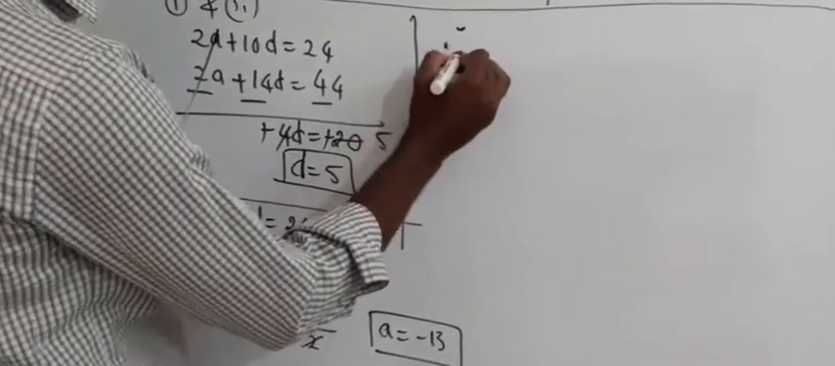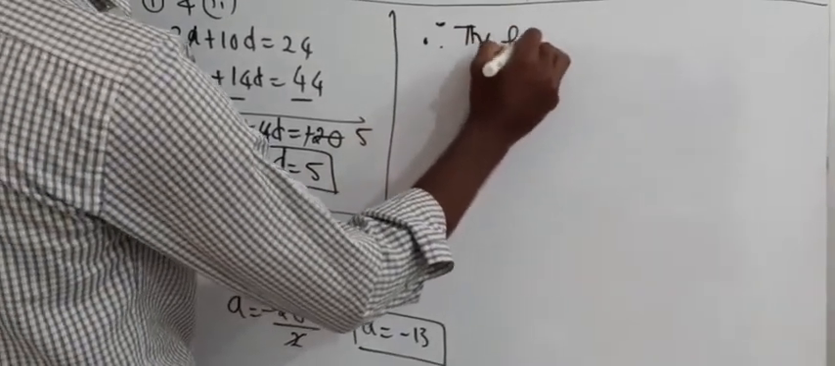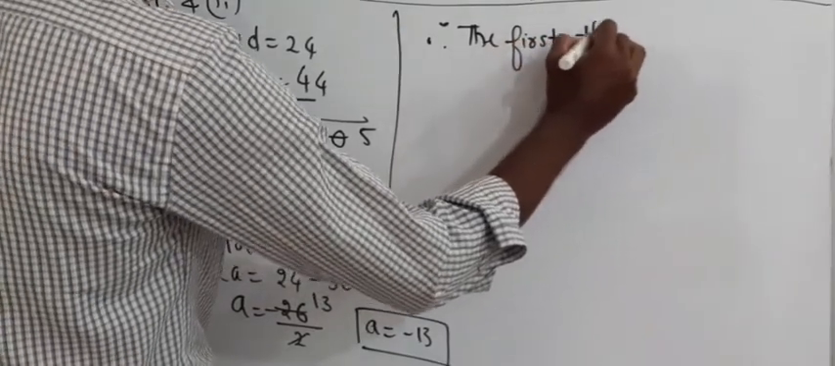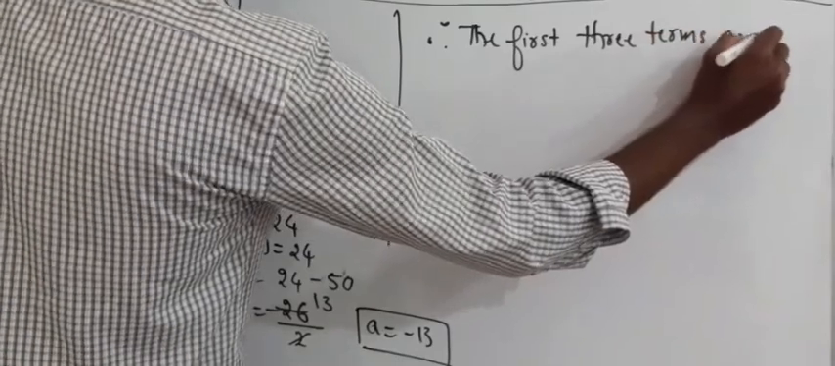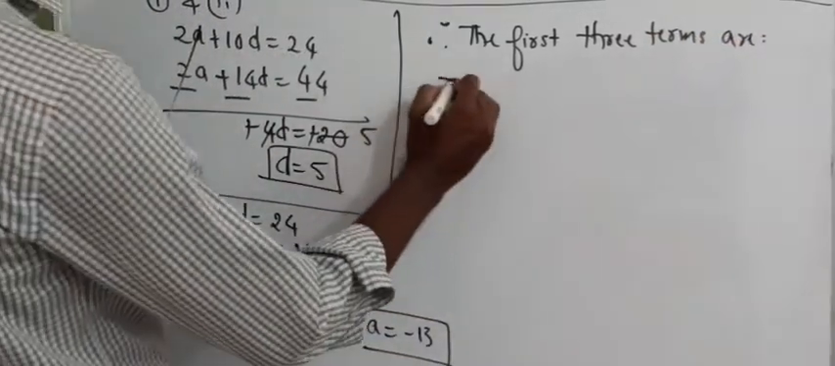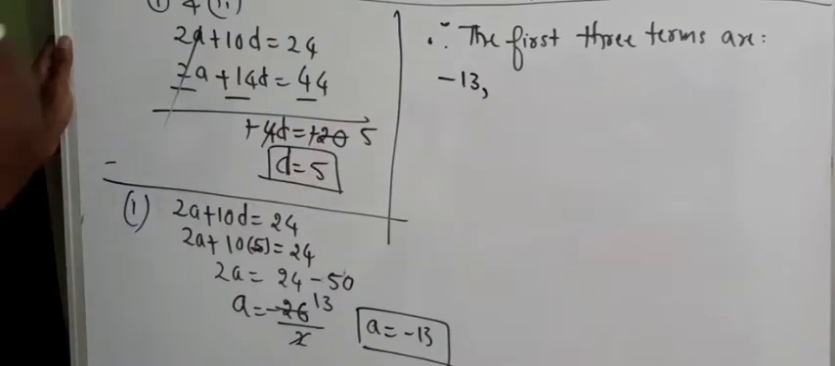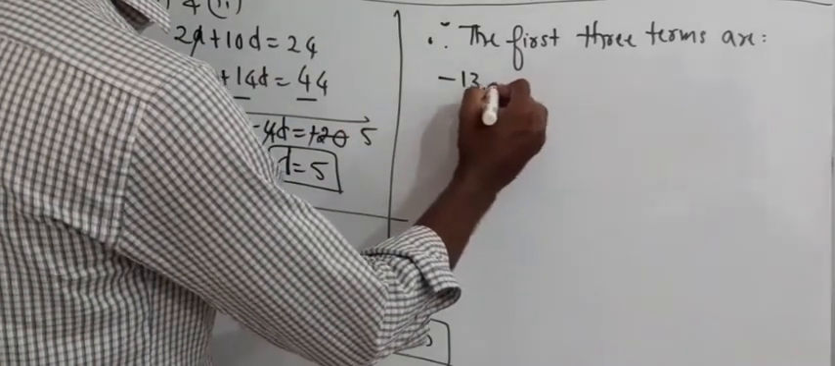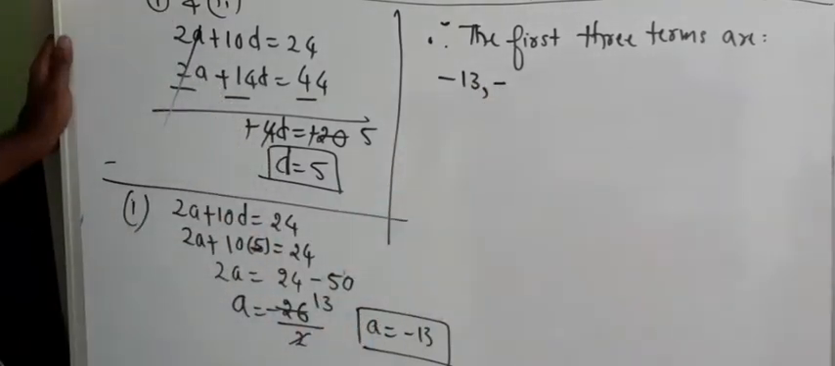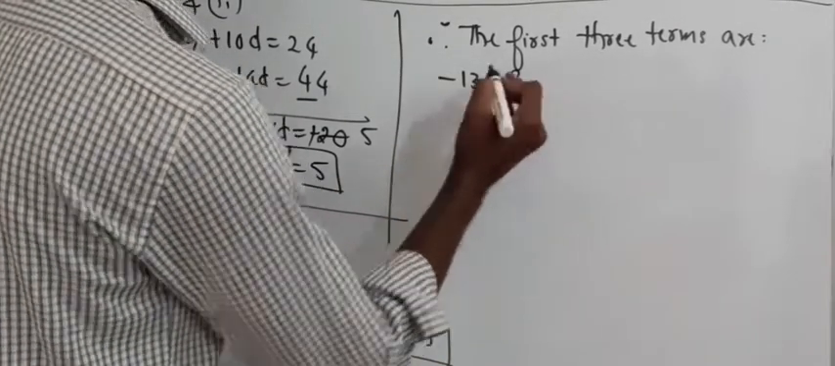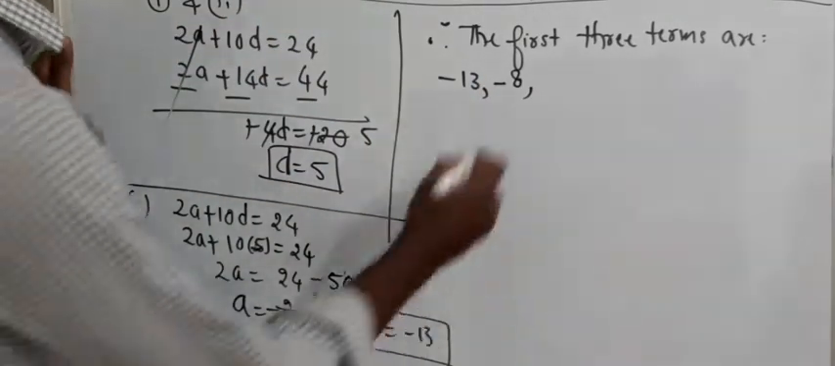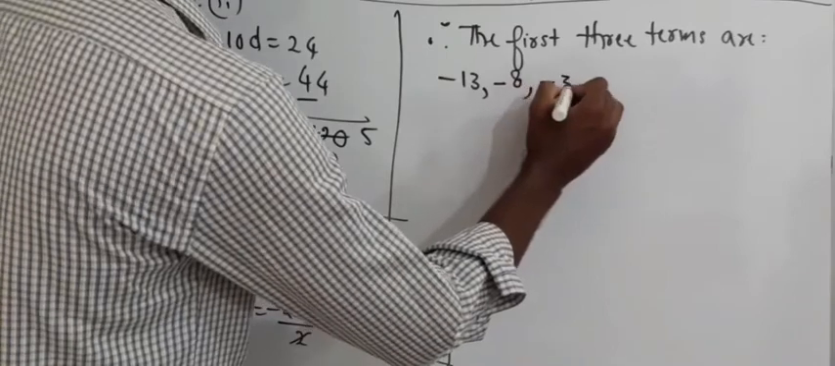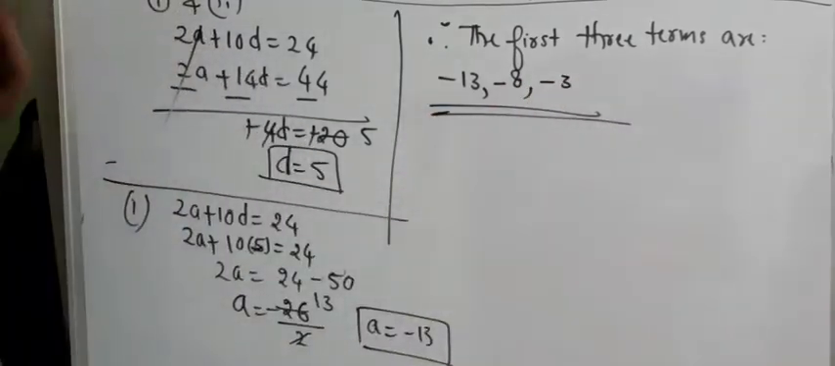So therefore the first three terms are: what is the first term? Minus 13. To this, if I add the common difference, that is 5, what will I get? The next term, that is minus 13 plus 5, that is minus 8. And the next term, I need to add 5 to it, that is minus 3. Please note this term.